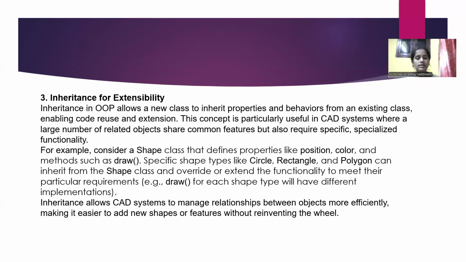For example, consider a shape class that defines properties like position, color, and methods such as draw. Specific shape types like circle, rectangle, and polygon can inherit from the shape class and override or extend the functionality to meet their particular requirements. For example, draw for each shape type will have different implementations. Inheritance allows CAD systems to manage relationships between objects more efficiently, making it easier to add new shapes or features without reinventing the wheel.